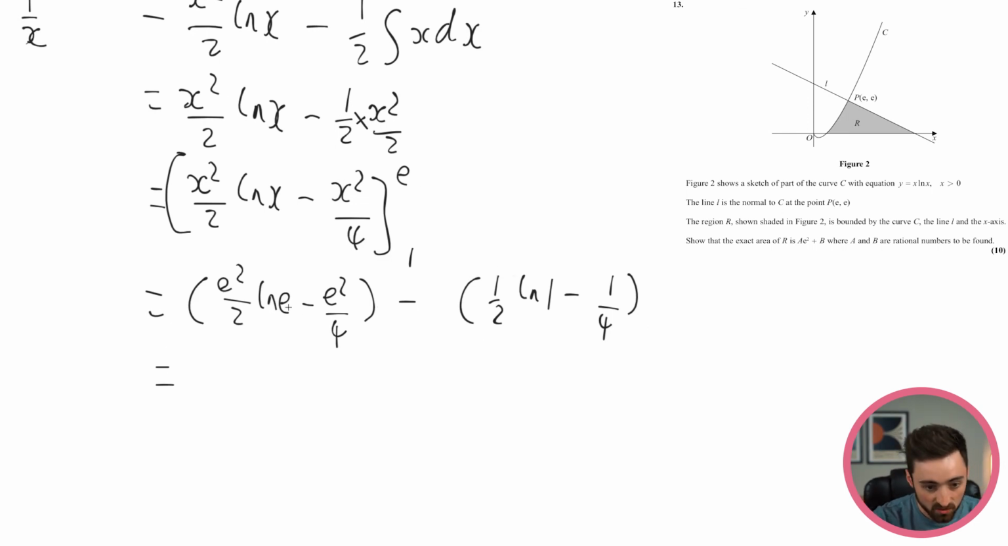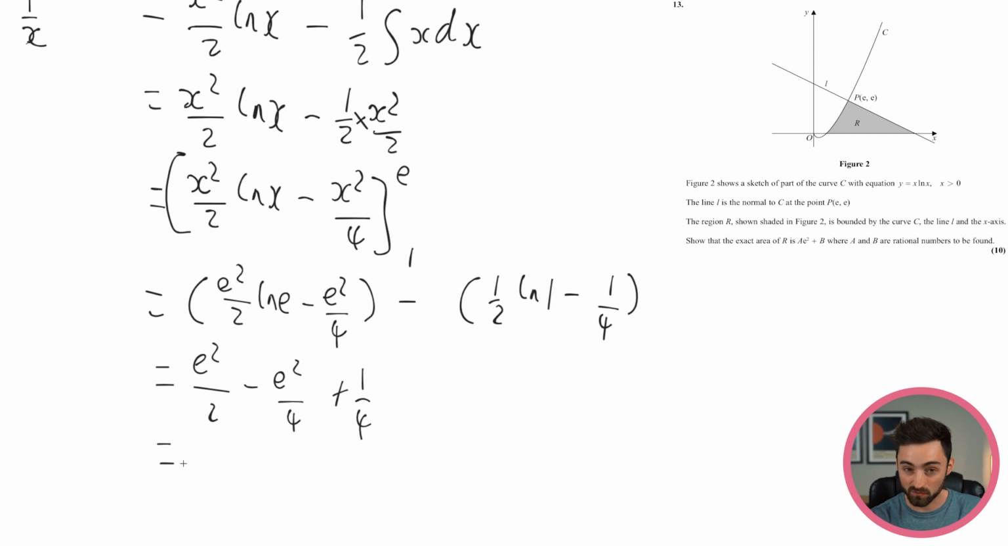So ln e is 1, which is nice. So I get e squared over 2 minus e squared over 4. Ln of 1 is 0, so this goes. So I'm just left with minus minus a quarter, which is plus a quarter. E squared over 2 minus e squared over 4 is going to be a quarter e squared. So this gets me a quarter e squared plus a quarter.